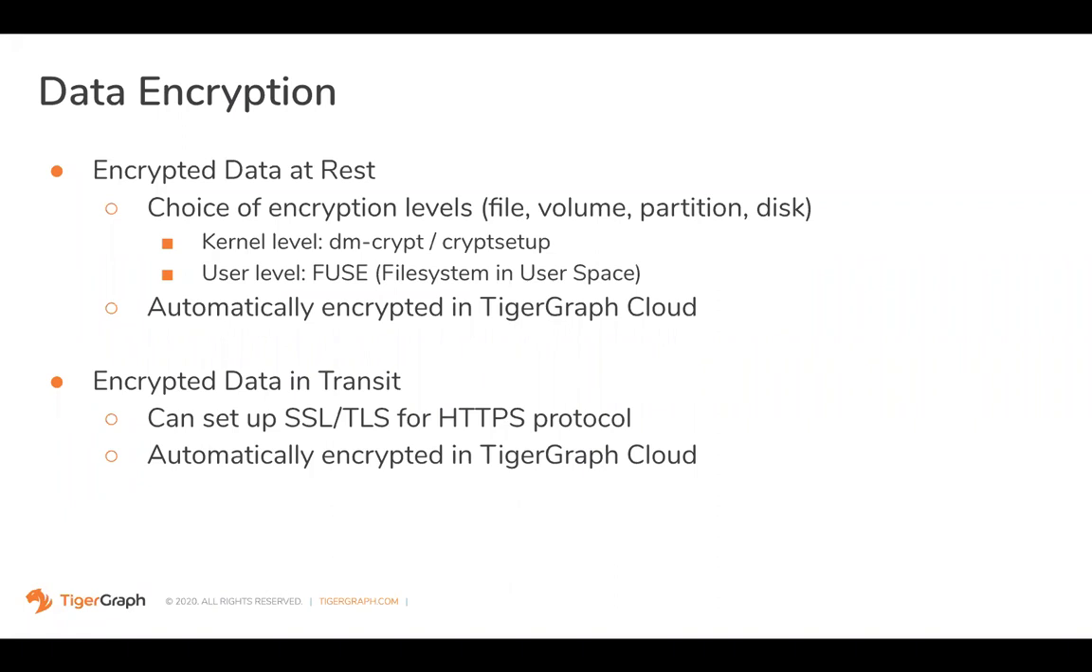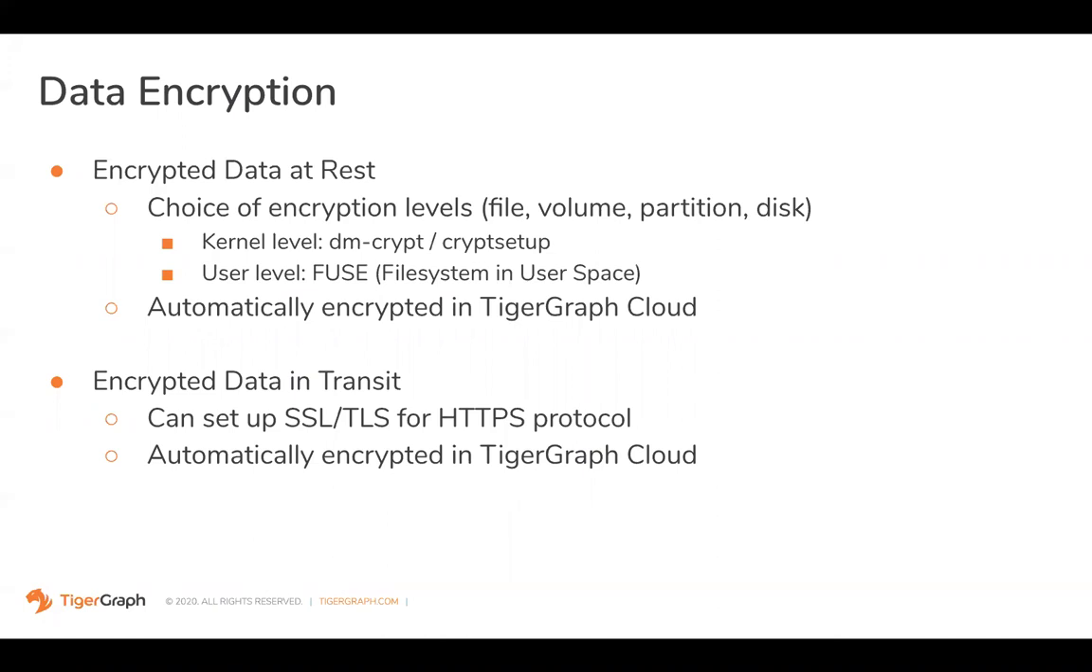For encrypting data in transit, you can set up SSL/TLS so that it's using the secure HTTP protocol. It's a fairly standard process of getting a certificate and just a few configuration commands and you're set. Because as Reis mentioned, we use a lot of REST requests which make use of the HTTP protocol. So even within our own system internally, we're using HTTP as well as for possible external communication. This is something that we've thought about early on, so it's fairly straightforward. And also it's automatically encrypted in TigerGraph Cloud, so nothing for you to do there.